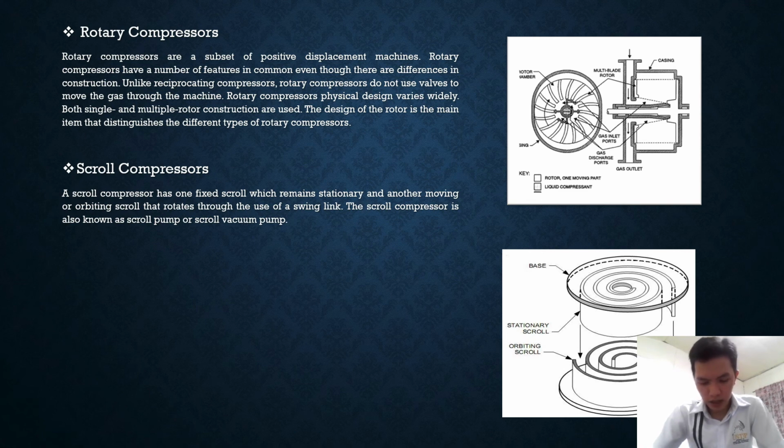The advantage of using a scroll compressor is that it has fewer moving parts and less torque variation compared to the reciprocating compressor and the rotary compressor. This advantage is translated to a smooth and quiet operation.